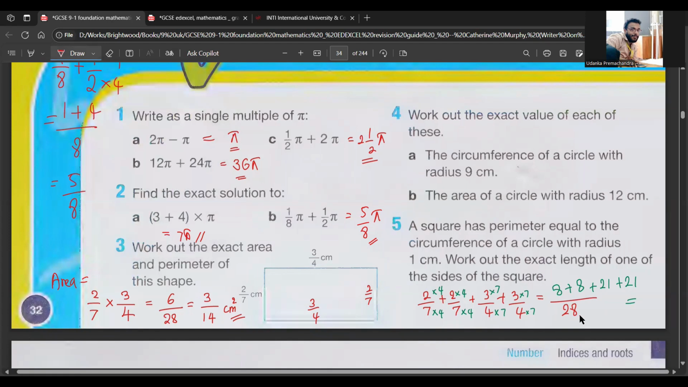8 plus 8, 16. 21, 21, 42. 42 plus 16, the answer is 58 over 28 centimeters. You can cancel by 2. If you cancel by 2, it is 29 over 14. Simplify by 2.